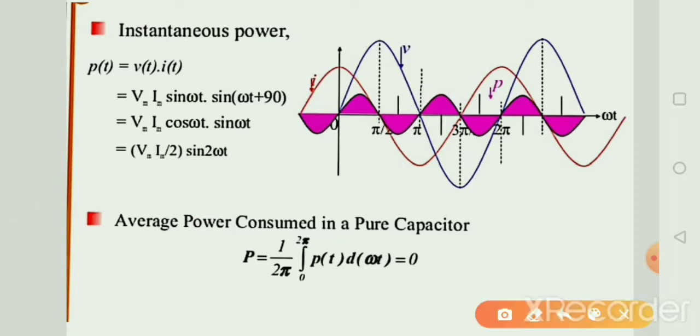And if we calculate the average power, this is P equal to 1 over 2 pi integration from 0 to 2 pi of p d(omega t). Why do we take the integration from 0 to 2 pi? Because one cycle of the voltage starts from here and ends at 2 pi. So we take the integration from 0 to 2 pi.